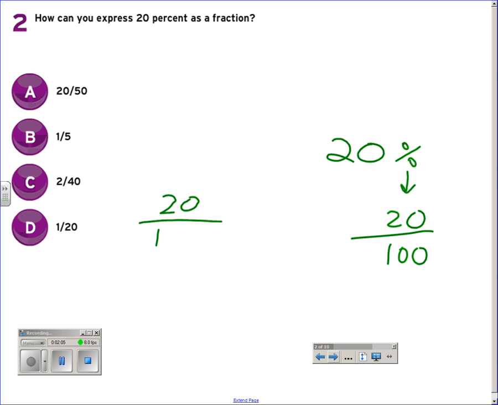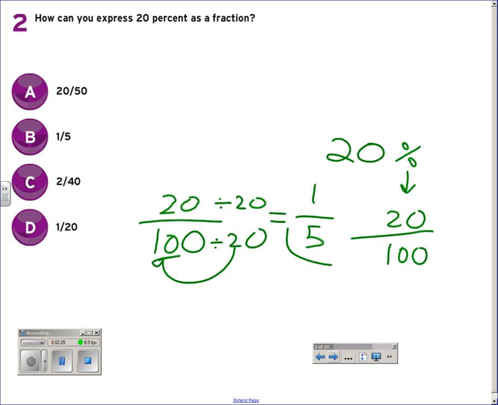Now remember, whatever you do to the top, you have to do to the bottom. I'm thinking that 20 goes into 100, so I'll divide the top by 20 and get 1, and divide the bottom by 20, and I know 2 goes into 10 5 times. So 20 goes into 100 5 times. The answer is 1/5. Box those answers, guys. Makes them stand out. All right.